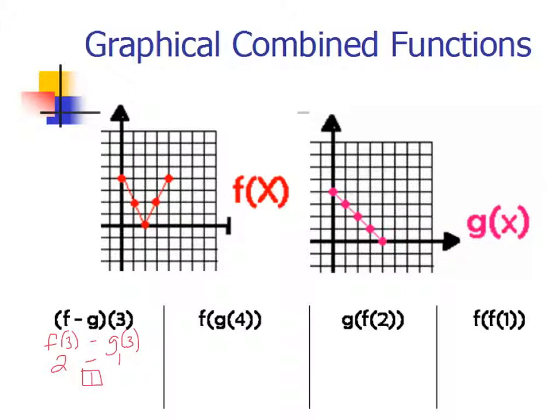All right, let's try another one. This one is a composite function. I have to find f of g of 4. So I'm going to begin by finding g of 4. So go to your g function, plug 4 in for x, and tell me what you get back for y. Should be 0. So this is just 0. So now I'm going to do f of 0. So going to my f function, and if x is 0, what's the y value that goes with it? 4. So f of 0 is 4.